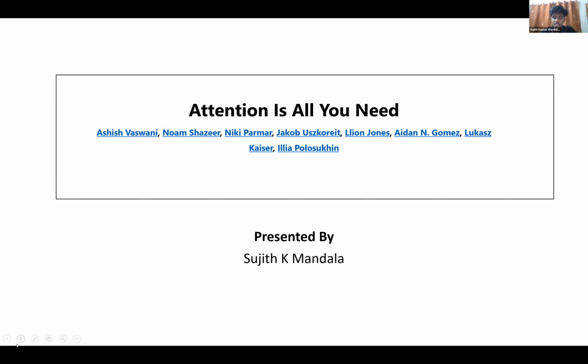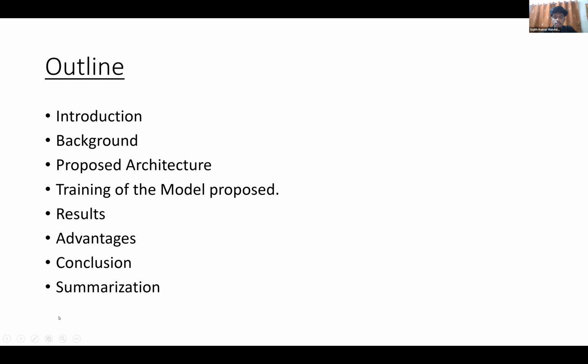So to begin my presentation, I will provide an outline of the paper. This will include an introduction to the paper, a background research, the description of the proposed architecture, its training, the results, and the author's conclusion. Finally, I will provide a summary of the paper.